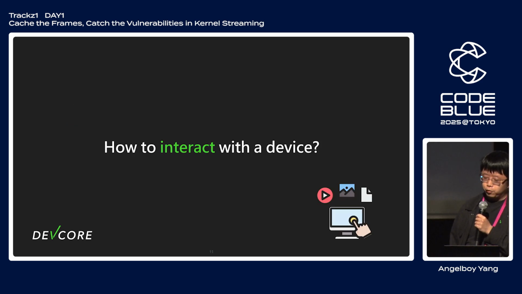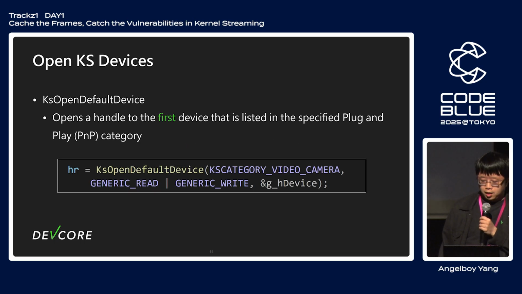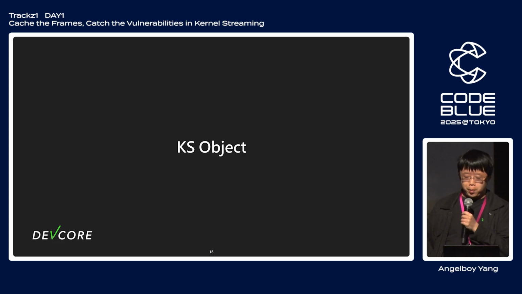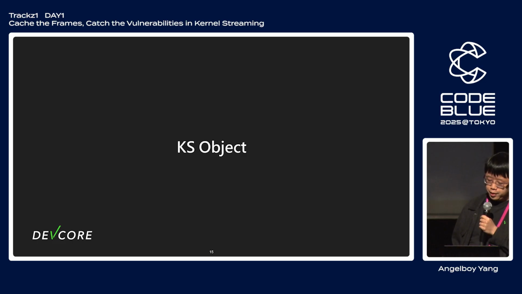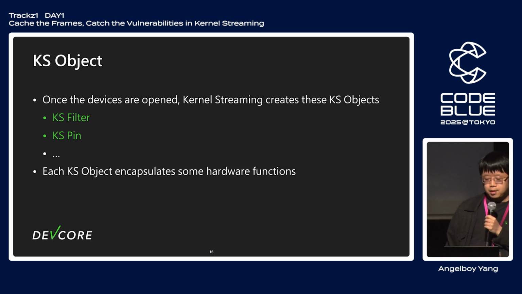If you want to interact with a device, like a webcam on Windows, you need to open it just like any other device. For example, open a device and then use IOCTL to interact with it. KS also provides its own API to open the device. After we open this device, the kernel will create some kernel streaming instances, which are kernel streaming objects. These instances will be frequently used, mainly to encapsulate the hardware functionalities for developers. Among them, the most important are the KS filter and the KS pin.